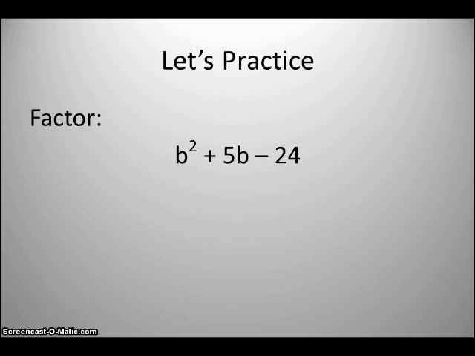Now I have b squared plus 5b minus 24. This negative sign in front of the 24 tells me that my signs are going to be different. But I can also use this positive 5 to give me a little help. So I know that my largest number is going to be positive. And the only reason I can use that is because my leading coefficient in front of my b squared is 1. The rules are going to be a little bit different when we have a different leading coefficient.